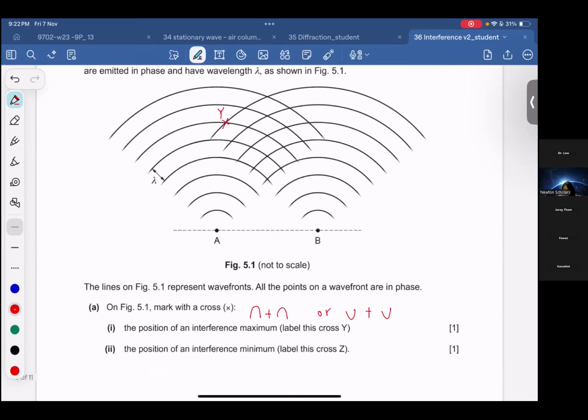For a minimum, that means destructive. If destructive, it must be a crest meeting a trough. Crest meet with a trough. So here, all these are crests, they are all in phase crests. So you can draw at any point as long as one crest meets another trough. I can simply draw here, close it, and label this as my Z. That's all. Is it okay?